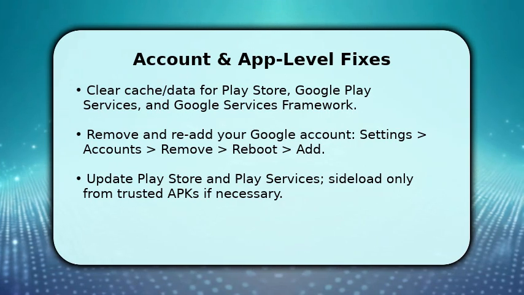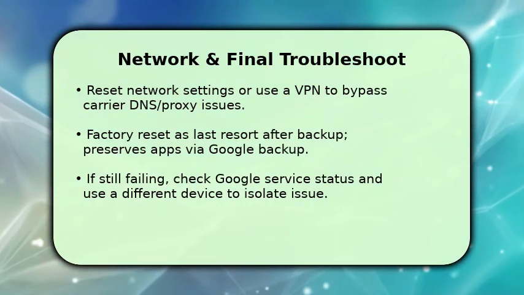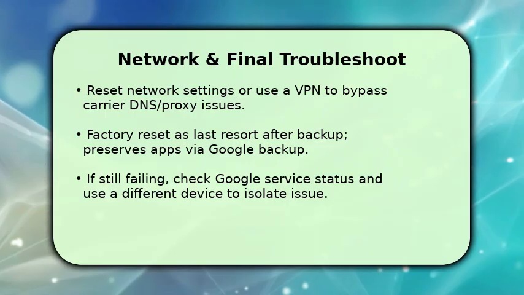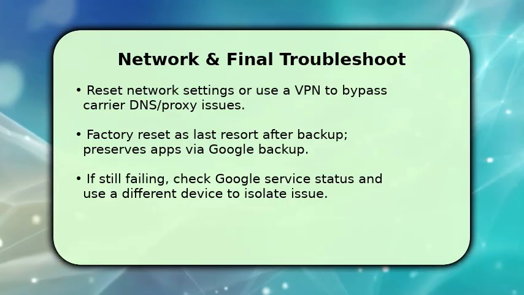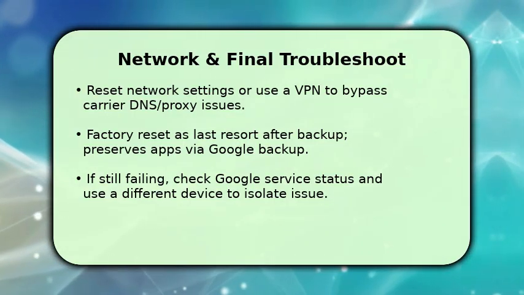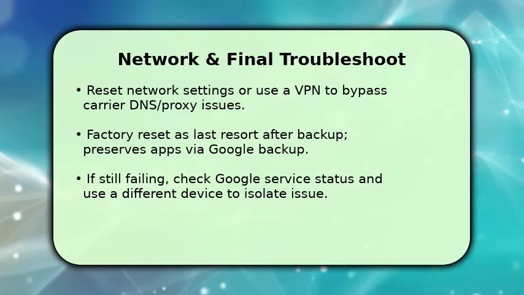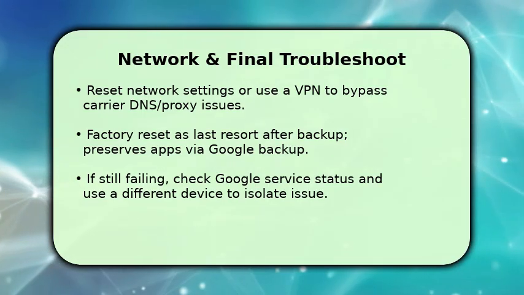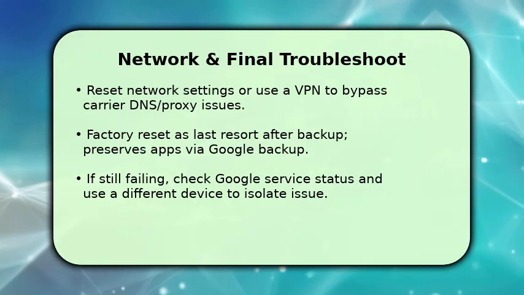To finish, you address network level and last resort options. Reset network settings to remove problematic proxies or custom DNS. Alternatively, try a reputable VPN to bypass ISP filtering. If nothing works and you've exhausted app and account fixes, back up your data and perform a factory reset. This clears deep configuration issues.